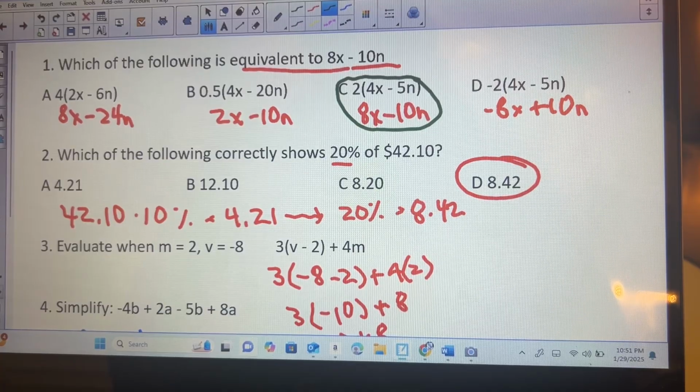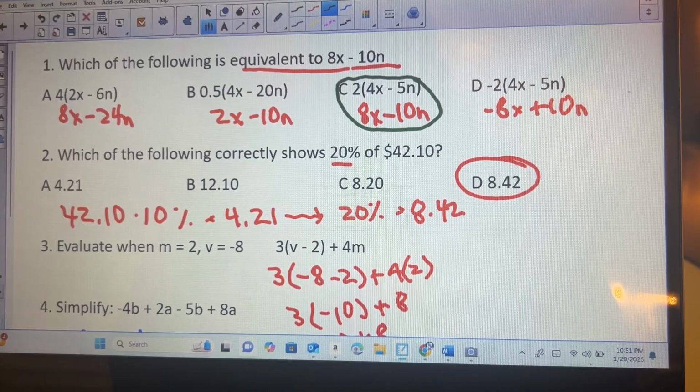Looking at question 1, it said, which of the following is equivalent to 8x minus 10n? You can see answer choice A is not correct because the second term gives you negative 24, so it's 8x minus 24. Half of 4 is 2, you get 2x. Half of negative 20 is negative 10. So the second term is correct, the first term is not.